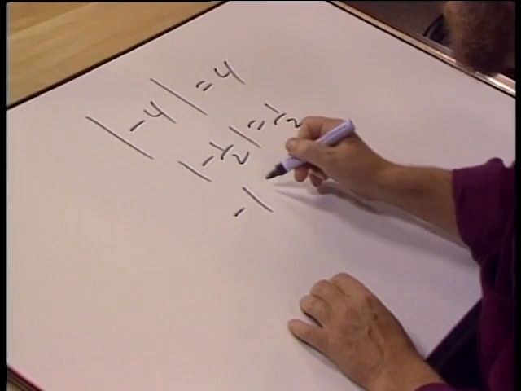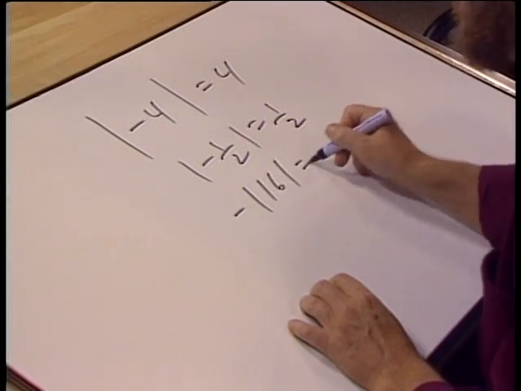Now, the absolute value bars only pertain to whatever is inside the bars. If there's a negative sign or any other numbers outside the bars, you find the absolute value of the quantity inside the bars first and then perform any additional operations. For instance, negative the absolute value of 16 is equal to negative 16. Because first you find the absolute value of 16, which is 16, and then make it negative because of the negative sign outside.